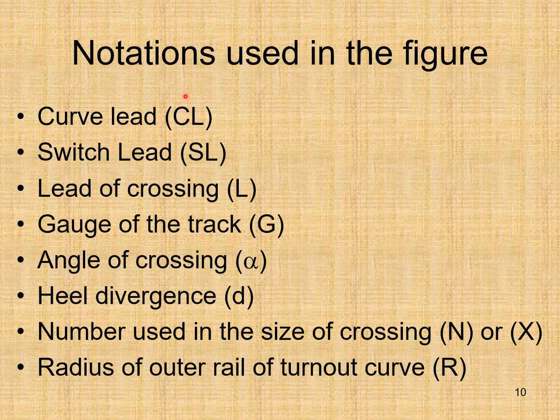The notation which is being used in this figure: curve lead, that is CL, switch lead, SL, lead of crossing or crossing lead, that is L, gauge of the track, capital G, angle of crossing, alpha, heel divergence, D, and the number used in the size of crossing, that is either capital N or capital X, and radius of outer rail of turnout curve, that is capital R.